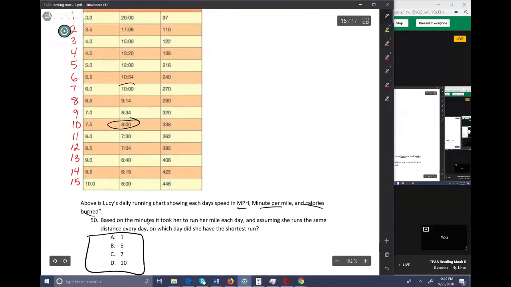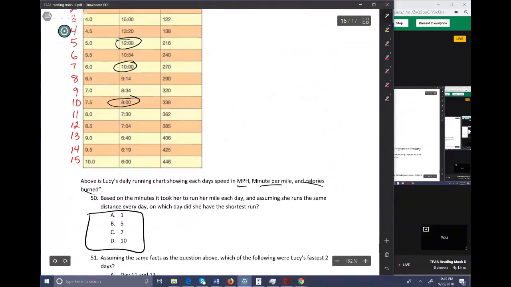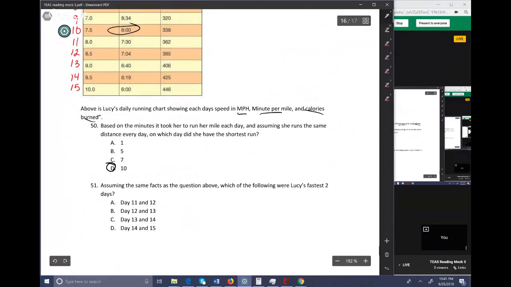Day 7 was 10. Day 5 was 12. And day 1 was 20. So out of those, it was 10. We don't know for sure that she only runs 1 mile. So it could have taken her, instead of 8 minutes, it might have been 16 minutes. But we're assuming that however long she ran, it was proportional every day. We're going to assume that again on the next one.